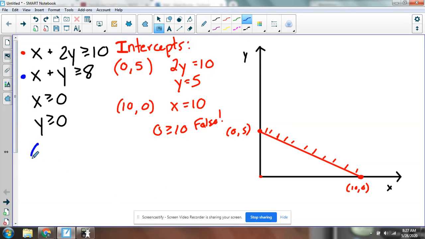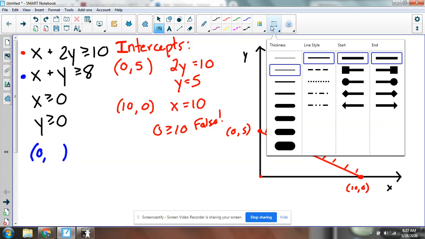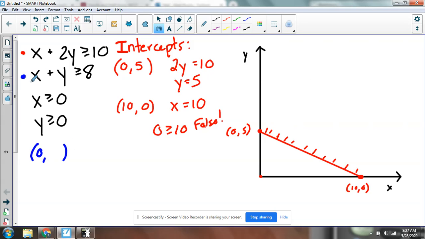Intercepts, I'll let x be 0. And then you'll see when x is 0, this goes away. I'm just left with y equals 8. And then I'll let y be 0. You'll see when the y goes away, the x is just going to be 8. So I'm going to connect those 2 points. 8, 0. So somewhere, if this is 10, 8 will be somewhere right about here. And then if this is 5, 8 will be somewhere right about here.